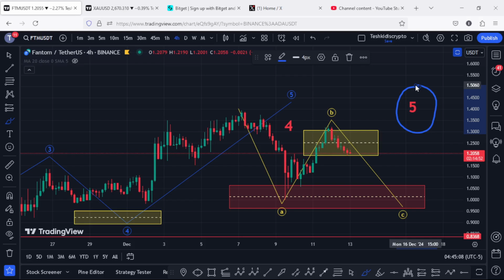So those are the two possible scenarios that I'm paying attention to here on the Fantom chart on the short term. And let's be patient and see how that plays out, and I will ensure you stay up to date.